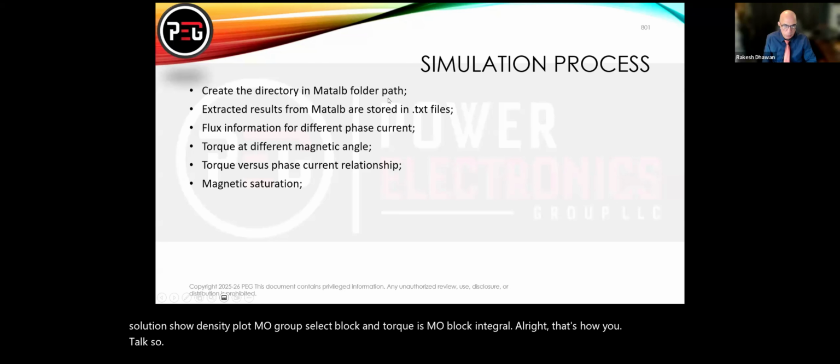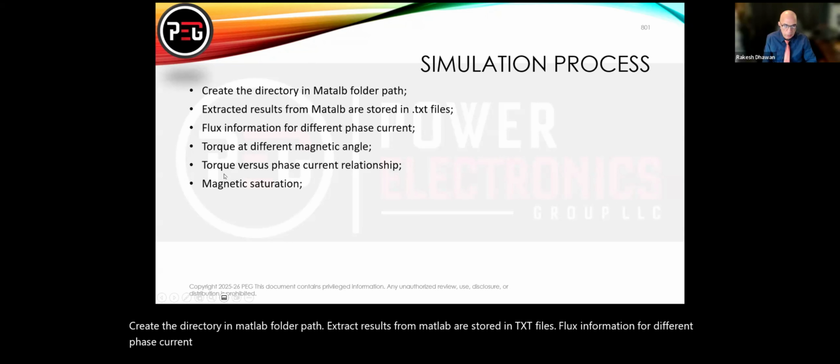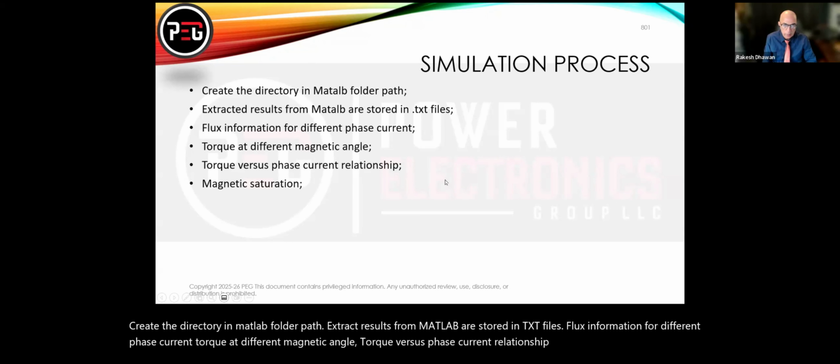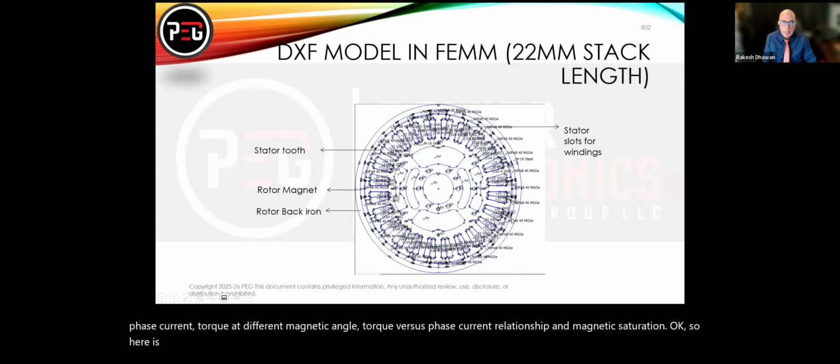Create the directory in the MATLAB folder path. Extracted results from MATLAB are stored in .txt files: flux information for different phase currents, torque at different magnetic angles, and the torque versus phase current relationship and magnetic saturation. Okay, so here is the example we will see, an outer rotor motor.